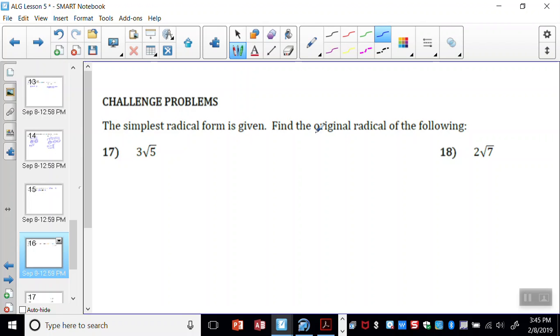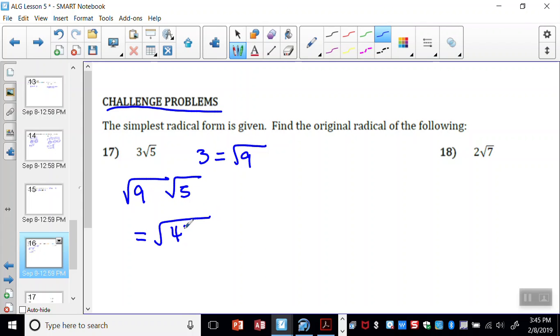These are challenging, difficult problems. The simplest radical form is given. Find the original radical. You can write 3 as square root of 9. So this is square root of 9 times square root of 5. 9 times 5, square root of 45. And again, you can write 2 as square root of 4. So this is square root of 4 times square root of 7. So it is square root of 28.